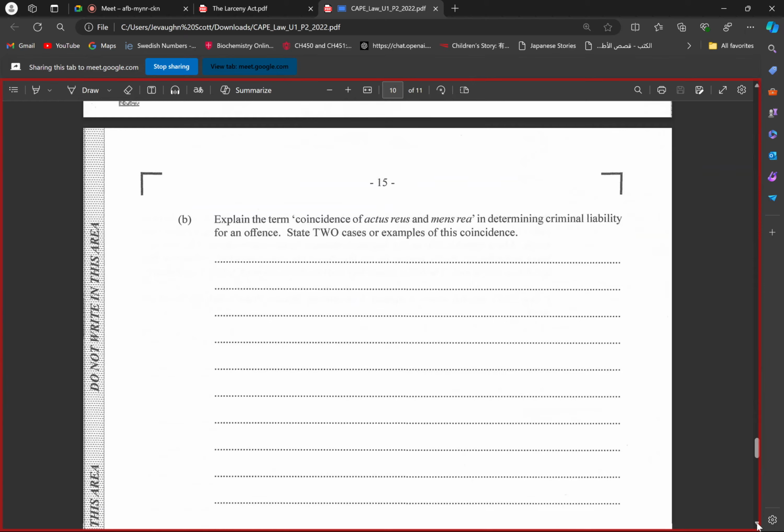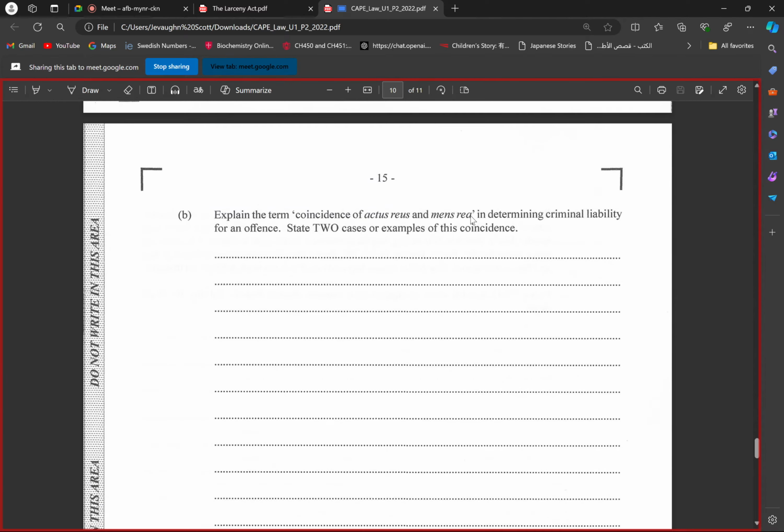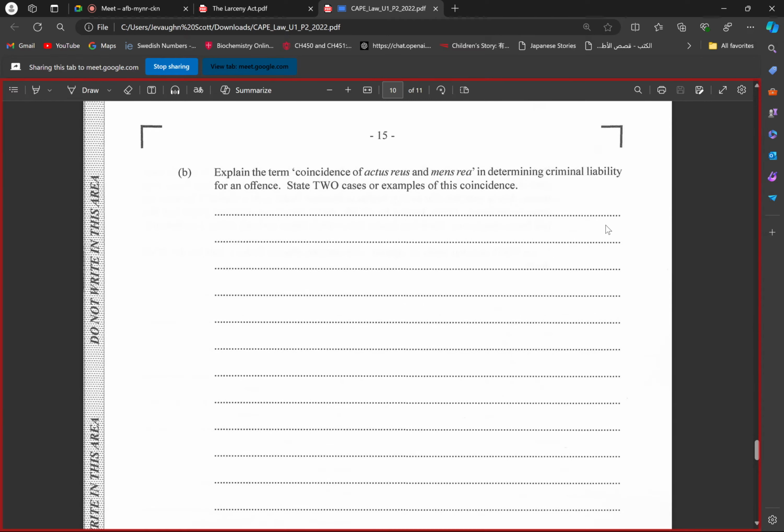Explain the term coincidence of actus reus and mens rea. Actus non facit reum nisi mens sit rea: the coincidence of actus reus and mens rea in determining criminal liability for an offense. State two cases as examples of this coincidence. Go ahead, you guys can take this. Sir, I can only remember one right now. That's fine.